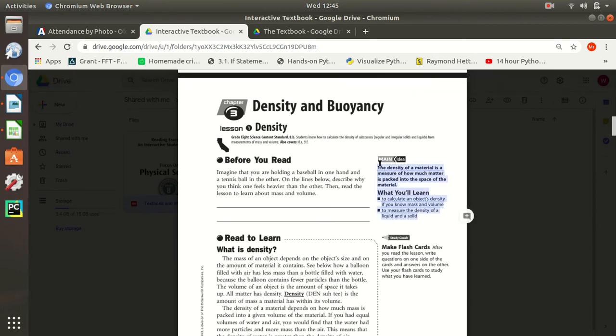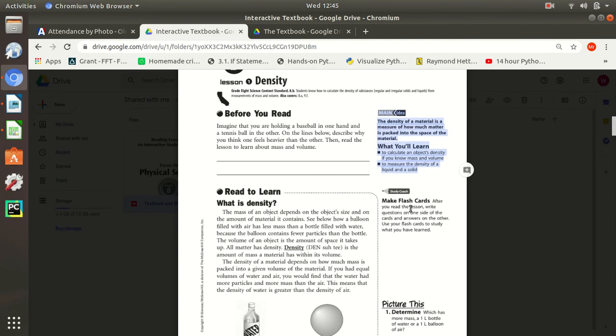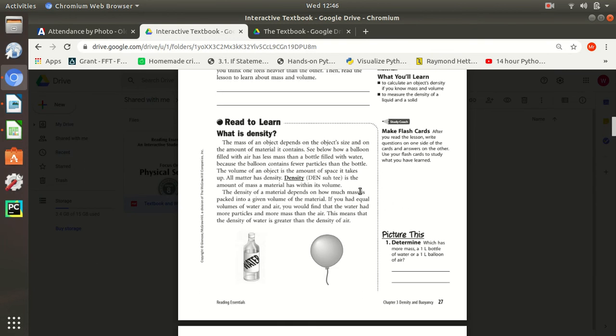This sidebar tells you some information. It's not really a question, but right below that, where it says study coach and there's a pencil, it's a prompt. It says make flashcards. Do you have to make the flashcards? Yes. So after you read the lesson, write questions on one side of the cards and answers on the other. Use flashcards to study what you've learned. So after you finish reading through this lesson, go ahead and make flashcards for each of the important concepts.